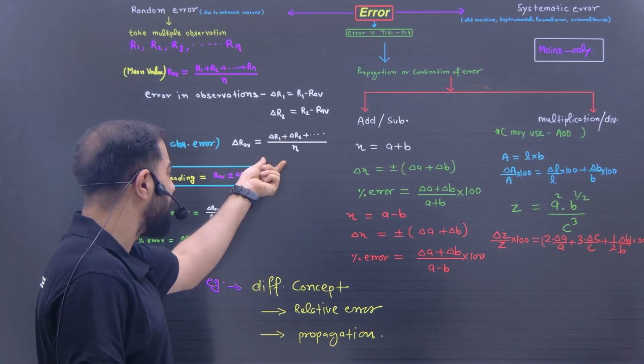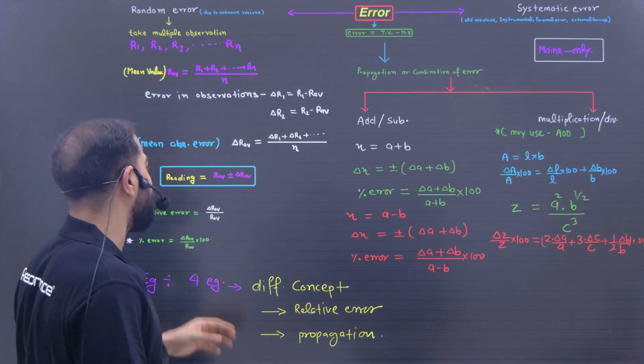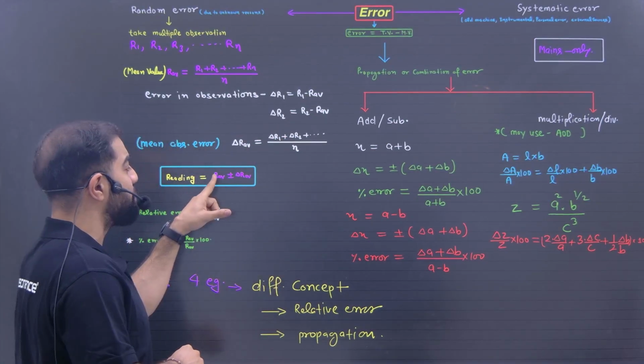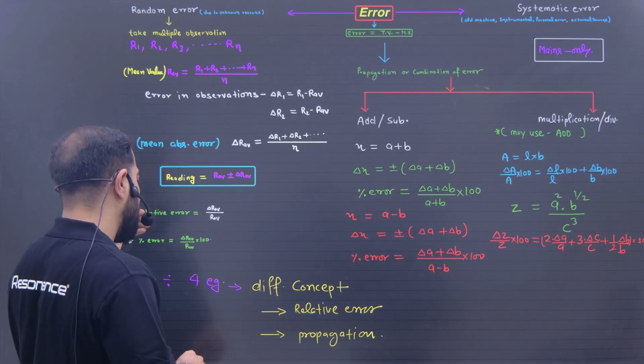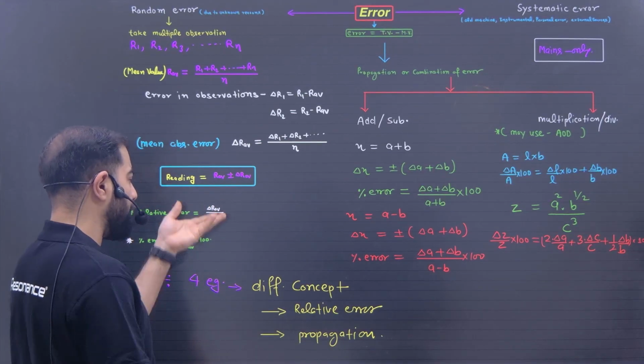Sum of all such errors divided by n is called the mean absolute error. So a reading is given as R average plus minus mean absolute error. There can be relative error also, and there can be questions on percentage error also, which is given with the formula.